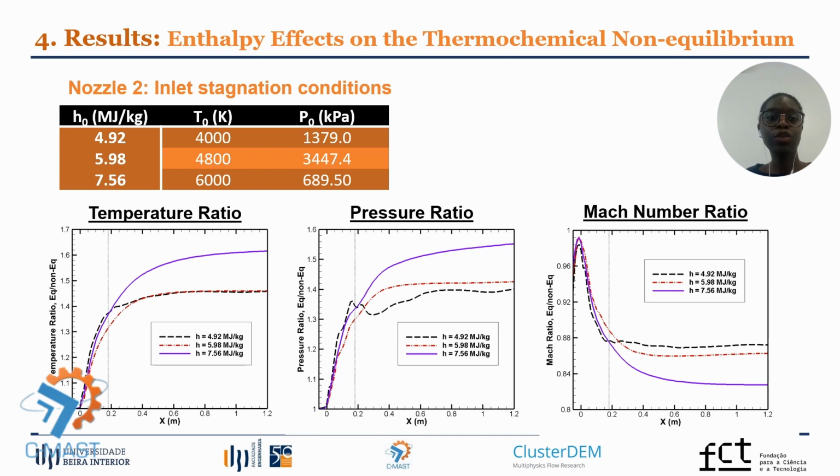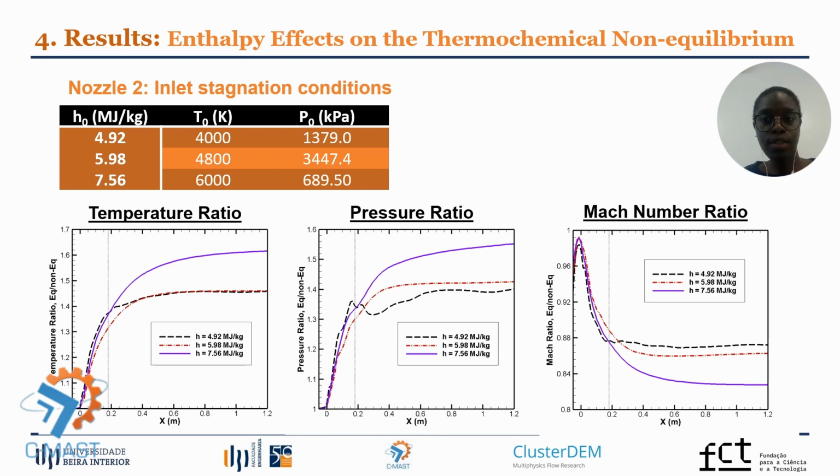In order to understand the enthalpy effects on the thermochemical non-equilibrium, 3 stagnation conditions for nozzle 2, which is the nozzle with higher expansion ratio, are used. These figures show the non-equilibrium degree for temperature, pressure, and Mach number along the nozzle 2 for the 3 stagnation enthalpy conditions present in the table.